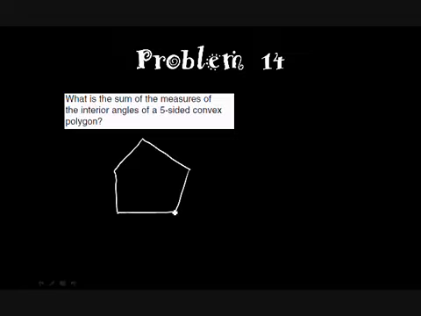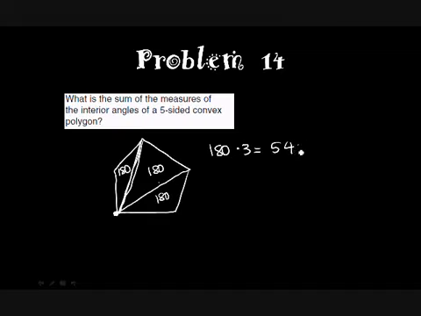So if you remember, what we do is we start at one vertex, it doesn't matter which one, and I'm going to draw a diagonal to all of the other vertices that I can. So I can only draw 2 diagonals. Now we know that this triangle has 180 degrees, this one has 180, and this one has 180. So the whole pentagon itself has 180 times 3 degrees, which is 540. And that would be your answer. So you just split it into triangles and then count how many triangles there are, and that's it.